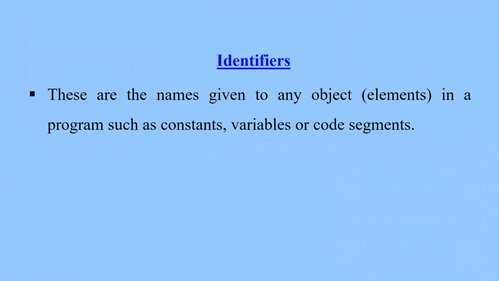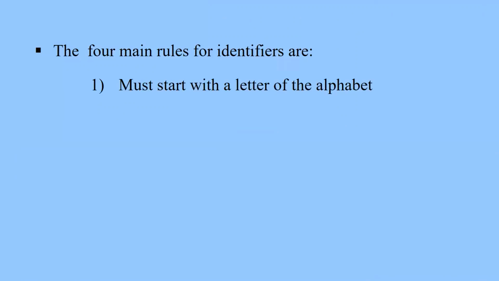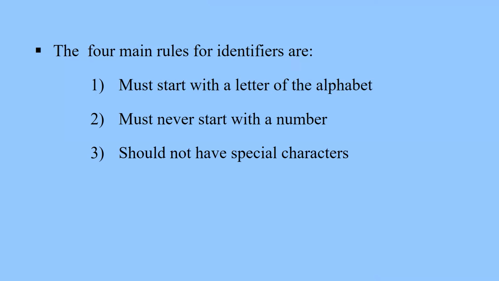These are the names given to any object or elements in a program, such as constants, variables, or code segments. They are used to identify the memory locations set aside to store values. The 4 main rules for identifiers are: number 1, they must start with a letter of the alphabet. Number 2, they must never start with a number. Number 3, they should not have special characters. Number 4, they should not have spaces between them.